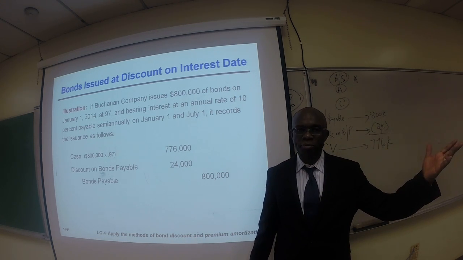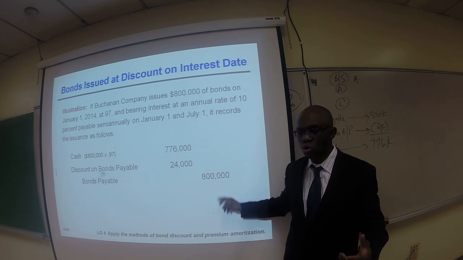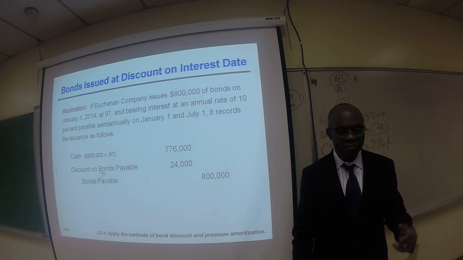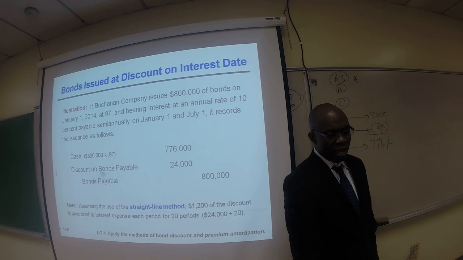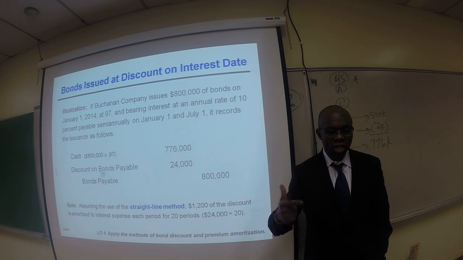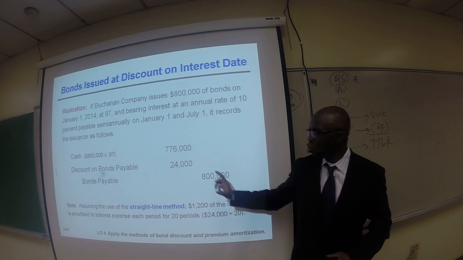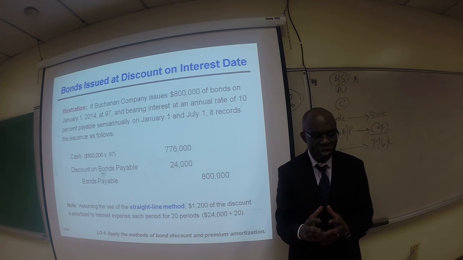You debit cash, 776, because that is what you are selling the bond for at discount, less than par value. You credit bond payable for 800,000. The difference of 24,000 is discount on bonds payable. Now, let's assume that we are using straight line method to allocate the $24,000 over the life of the bond.